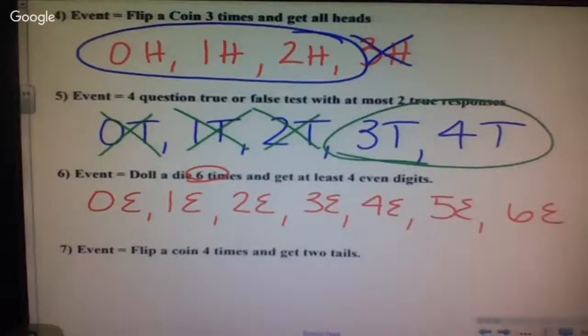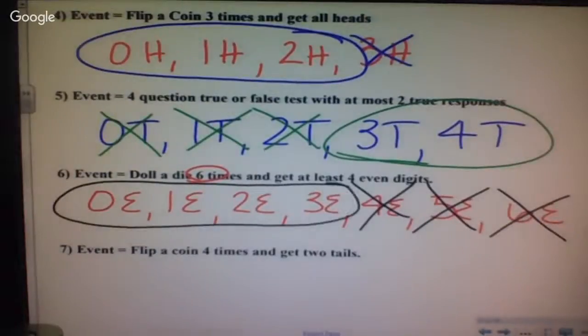At least 4 even. What does at least 4 mean? 4 is the least you can get. So 4, 5, and 6. So all of these are my complements. All of those are what they're not asking for.